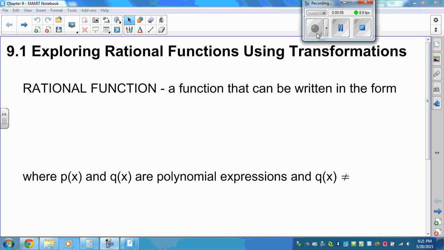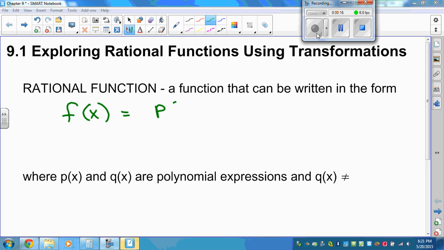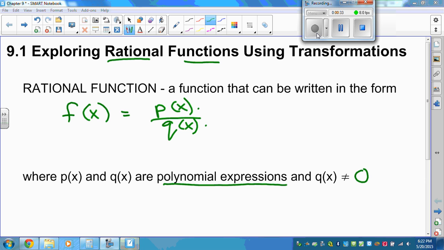9.1, exploring rational functions using transformations. A rational function is any function that can be written as p of x over q of x. So it's a ratio of functions, where p of x and q of x are polynomial expressions, and q of x can't be 0. We can't have 1 over 0. So that is what a rational function is.